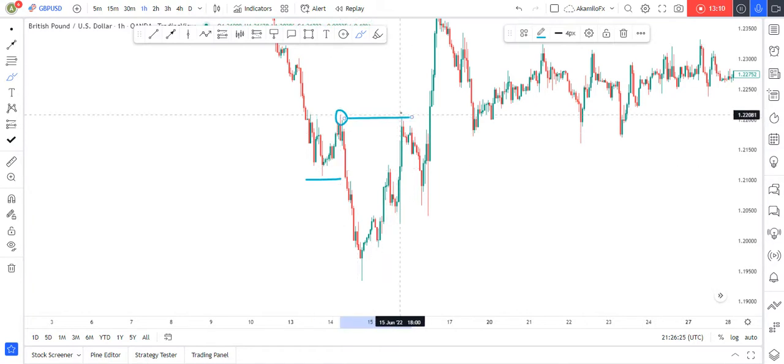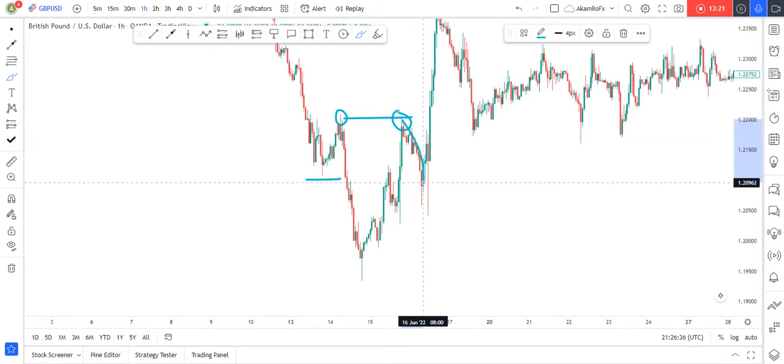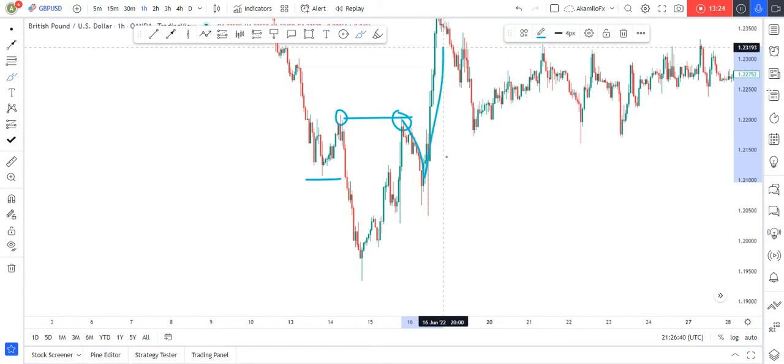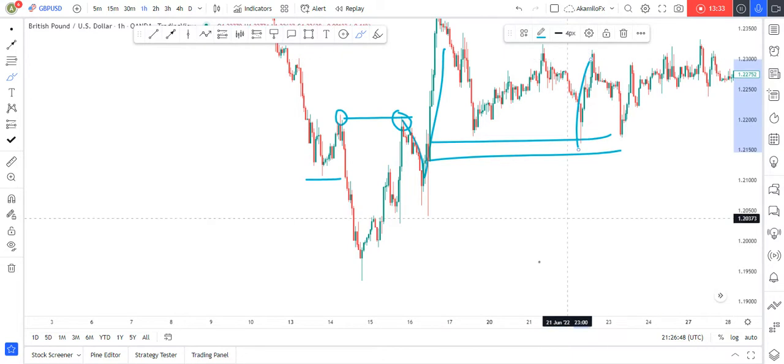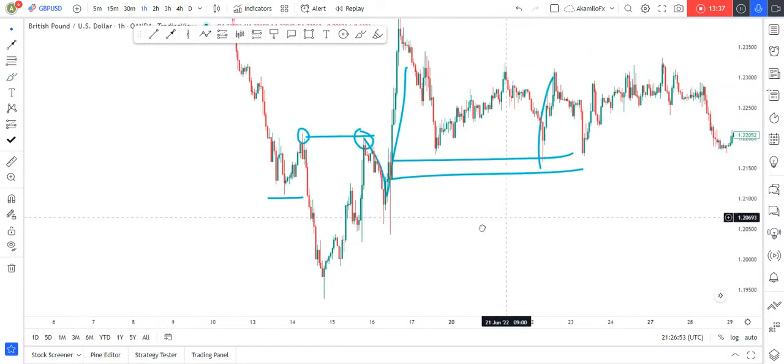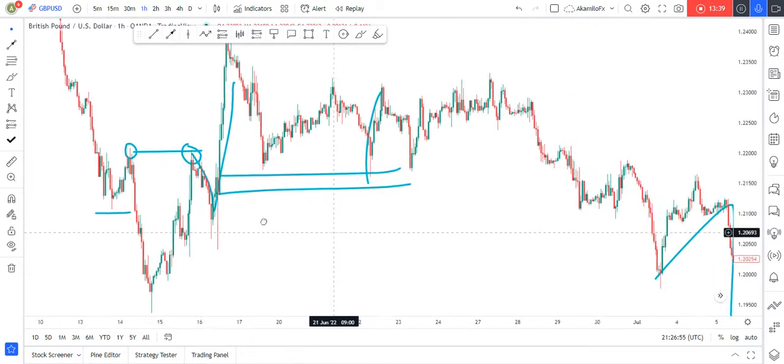So this move induces people to sell. Price then gives a pullback and then takes this move. So what you do here is get your entering point at this level, and then take this buy move. Okay, so guys, this is how we can identify Choch in the market.